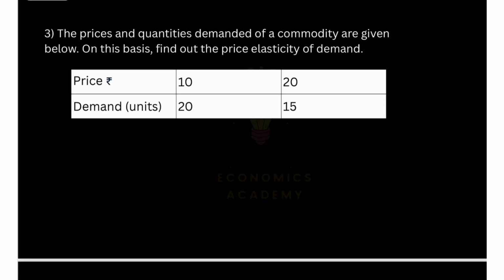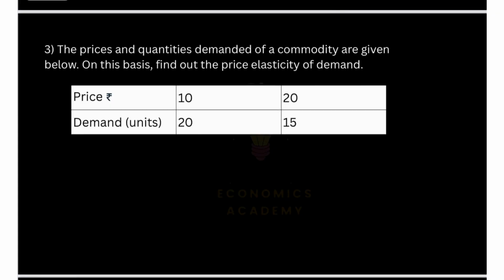The price and quantities demanded of a commodity are given below. On the basis of this, find out the price elasticity of demand. Now, the price is 10, and the price changes to 20. The change in price is 20 minus 10, that is 10, right? So the price has increased from 10 to 20, right?